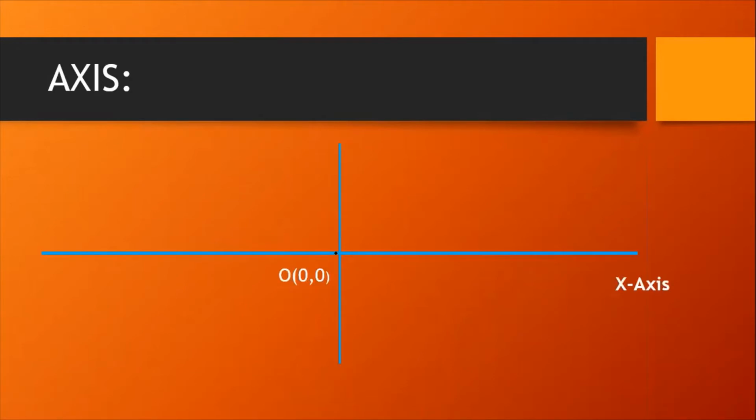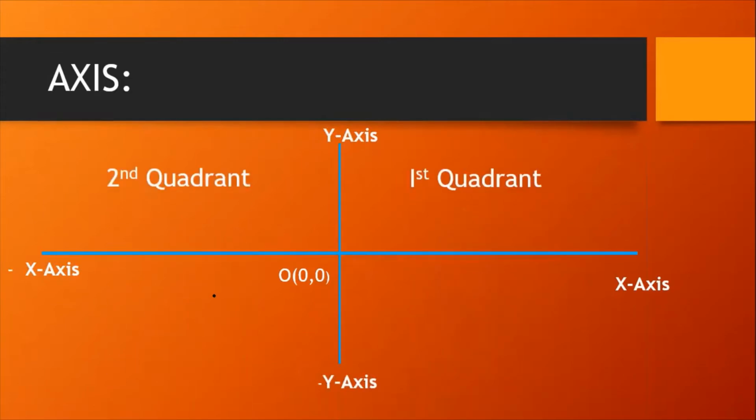You can see this is the origin and this is the x and y axis. So this is the positive x axis, this is the negative x axis, this is the positive y axis, and this is the negative y axis. So what is this? This is the first quadrant, this is the second quadrant, this is the third quadrant, and this is the fourth quadrant.